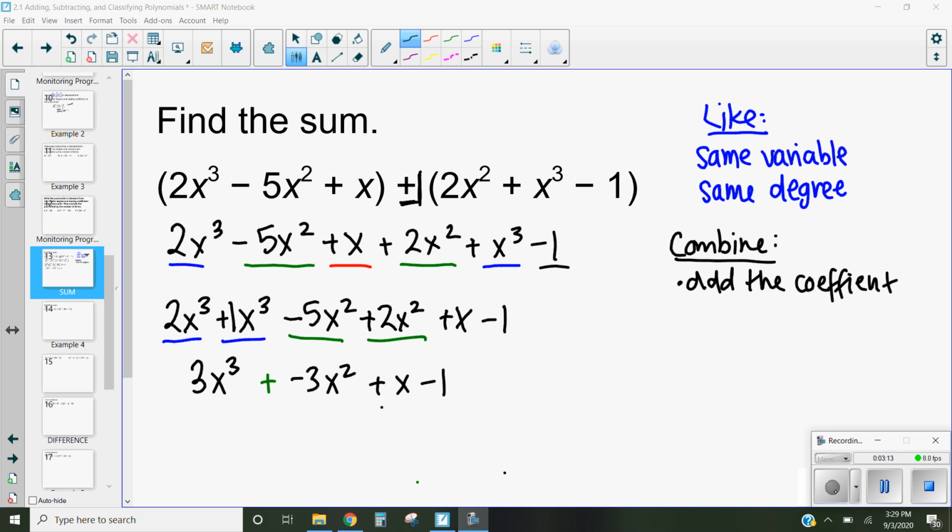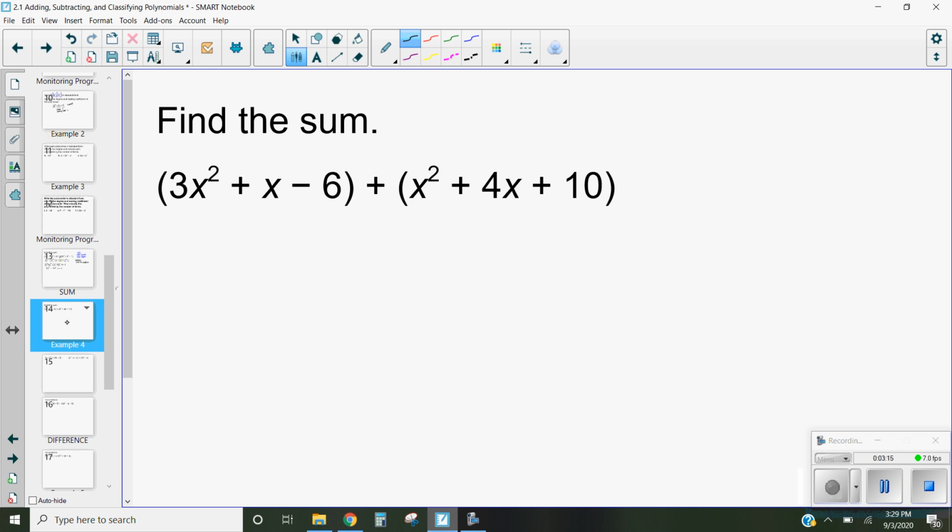Now let's take a look at another example here. So in this next example, we want to find that sum again. We're going to do it the same way. Now this is a +1. If we distributed that, everything would just be 1. So we can get rid of those parentheses and we get our 3x squared plus x minus 6 plus x squared plus 4x plus 10.